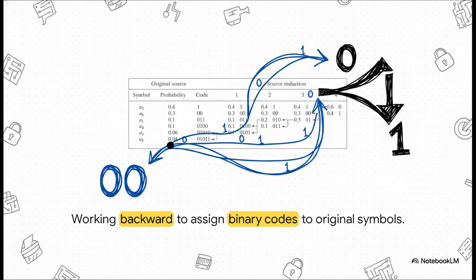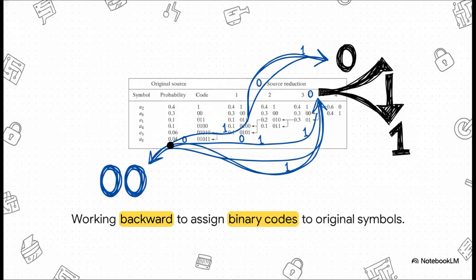We start with those two final probabilities we just found, 0.6 and 0.4. We assign a 0 to the top branch and a 1 to the bottom branch. Now we just follow the lines backward. Every time a branch splits, we toss a 0 on the top path and a 1 on the bottom path.